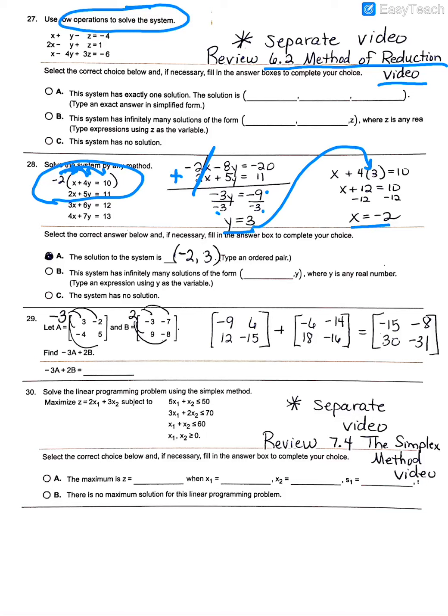Notice they asked me to multiply -3 times a. So that just means you multiply everything inside of a by -3. And that's what I got here. And then 2 times b, so everything inside of matrix b times 2. And then you just add corresponding elements. -9 plus -6 is -15. +6 plus -14 is -8. +12 plus 18 is 30. And -15 plus -16 is -31.